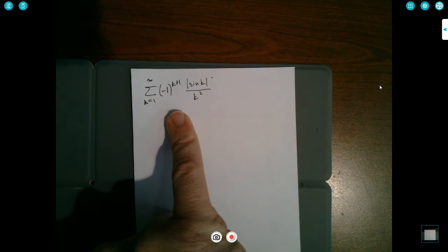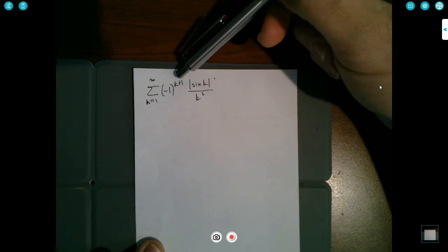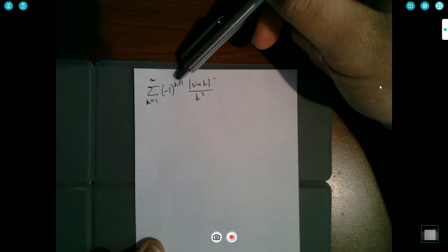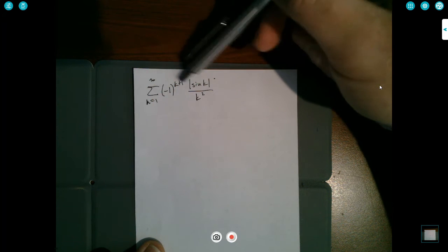So you take a look at this series here. This is an alternating series, right? When k is odd, the terms will be positive. When k is even, the terms will be negative, right? And it's the absolute value of sine k over k squared.